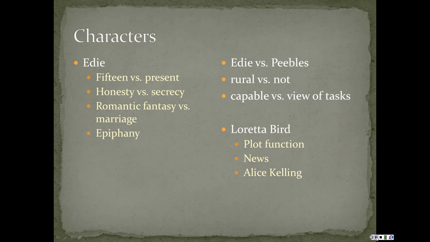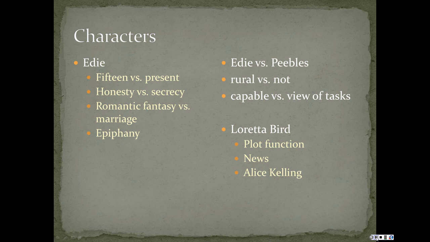We can look at Edie as opposed to the Peebles. She is from a rural background. They're not. They're much more cosmopolitan. She is very capable, and Mrs. Peebles' view of tasks lets us know that these are things that she's not used to doing and that she needs someone to help her. Loretta Byrd does provide some comic relief for us, but she also serves a plot function.